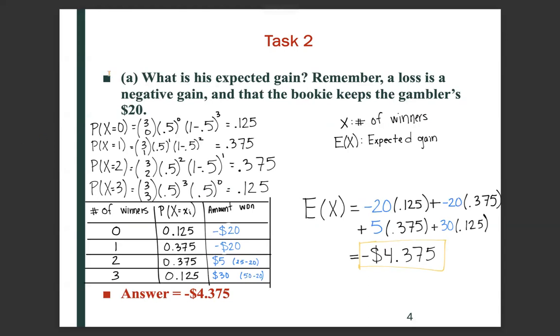So task 2, part A. What is his expected gain? Remember, a loss is a negative gain, which is just what I was saying before with the negative, and the bookie keeps the gambler's $20. Okay, so here, the probability that x equals 0, and here x is the number of winners. So first, we're going to find the different probabilities and then the amount associated with each.